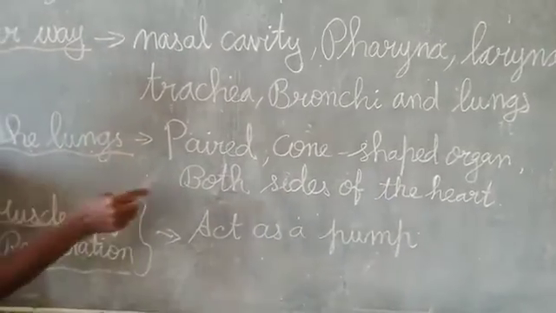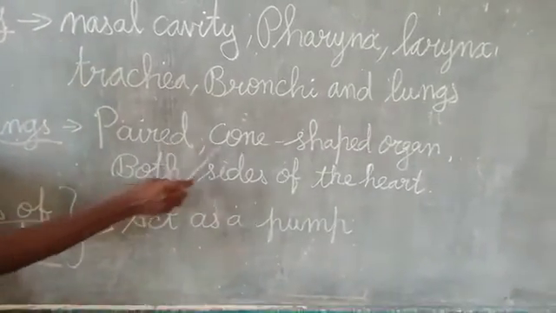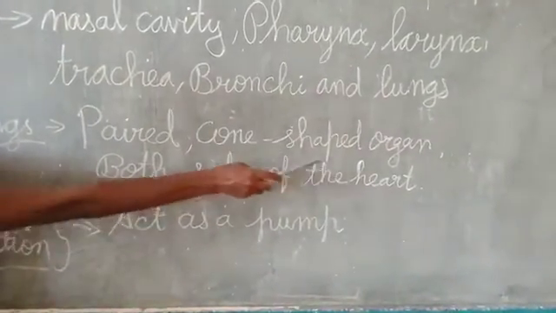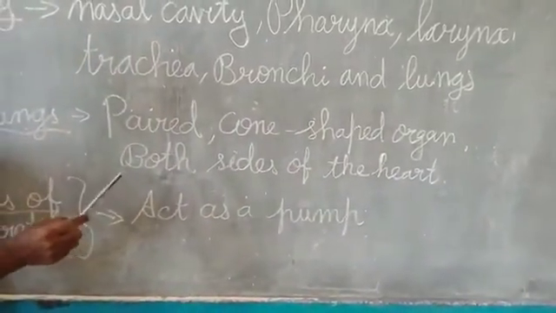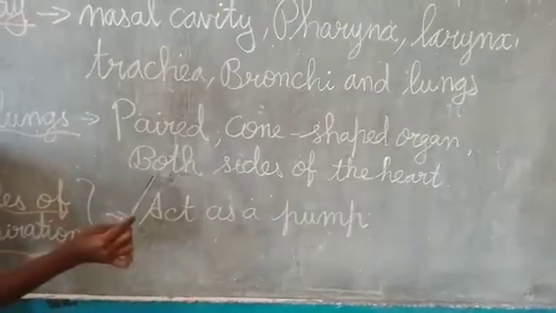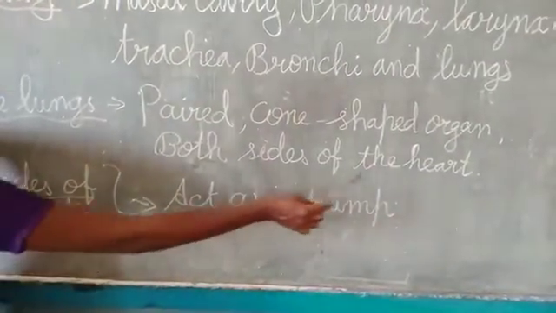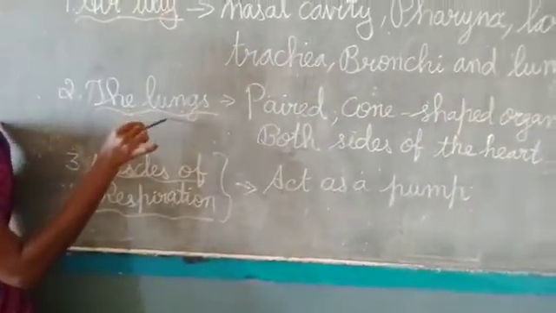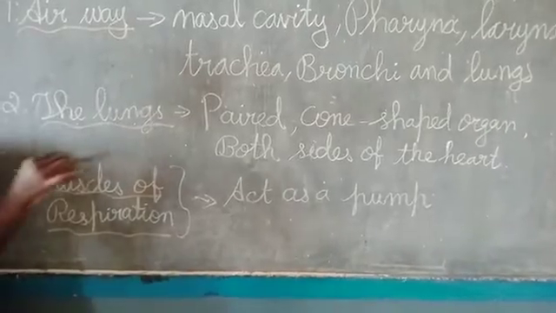The lungs are paired, that means two parts. It is also a cone-shaped organ. It is located near the backbone and on both sides of the heart. In the lungs the air comes and settles in this place.